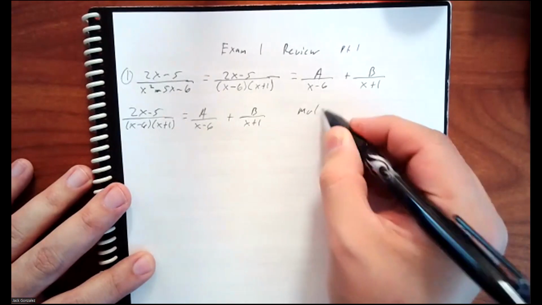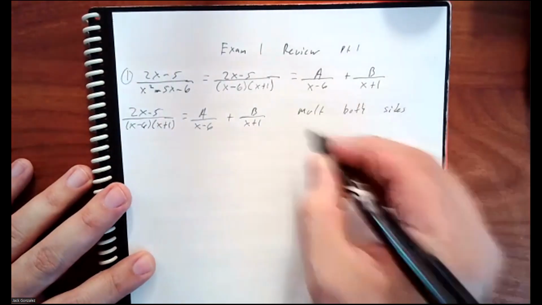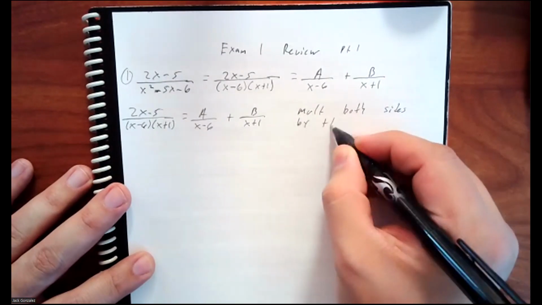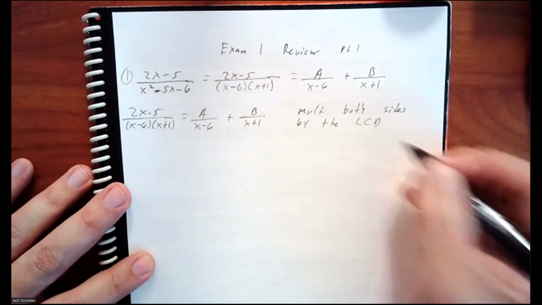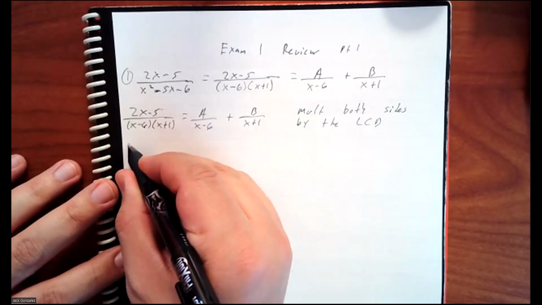So multiply both sides by the LCD. And once we do that, it's going to cancel everything over here. So I'm going to go ahead and show it since it's review.